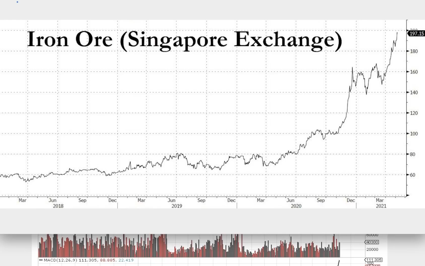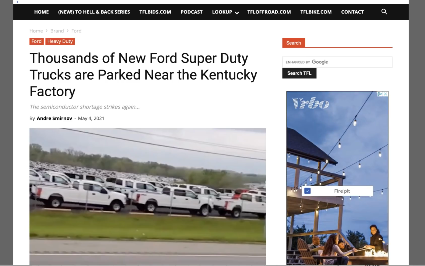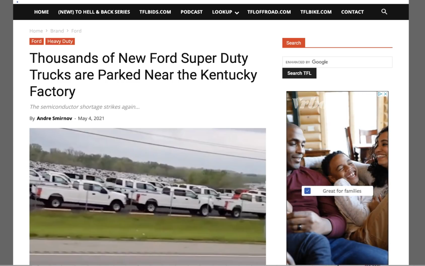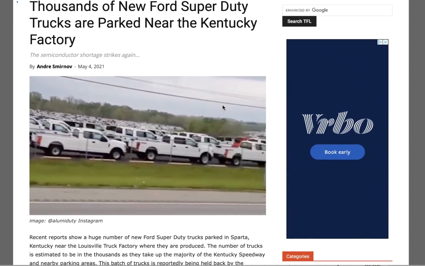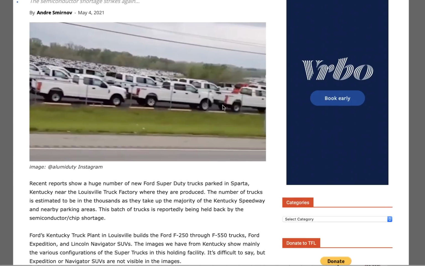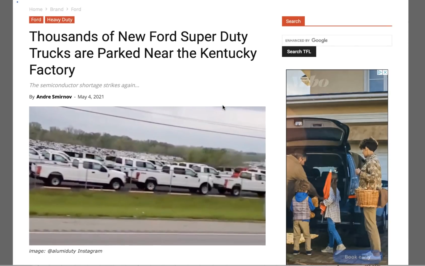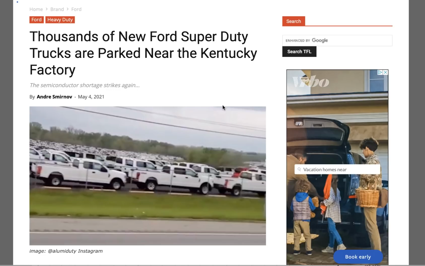And when you think that's bad, take a look what's happening over at Ford. The chip shortage on top of this. The semiconductor shortage strikes again. This is a headline that came out recently. Look at this. It came out on May 4th. There are thousands upon thousands of Ford trucks sitting in Kentucky right now.